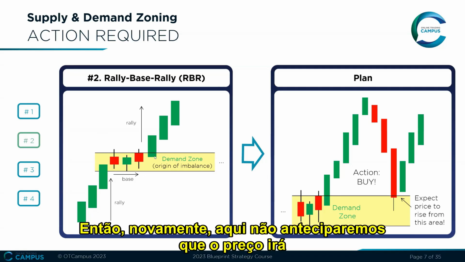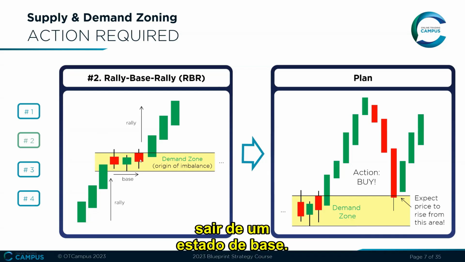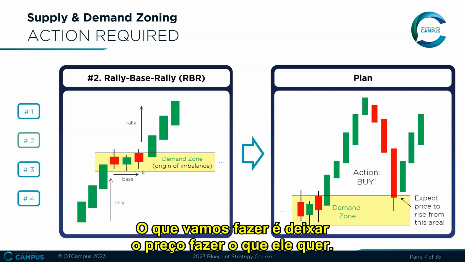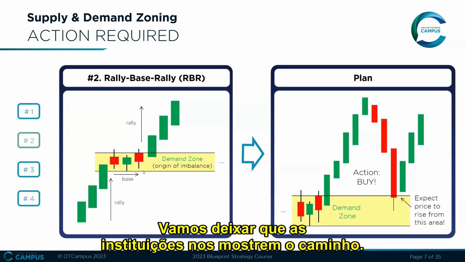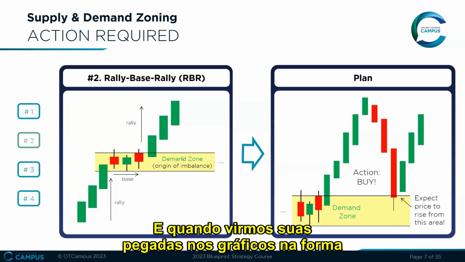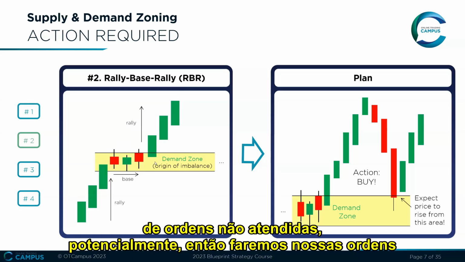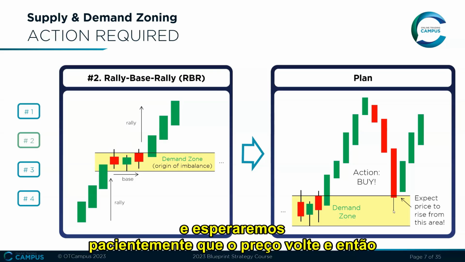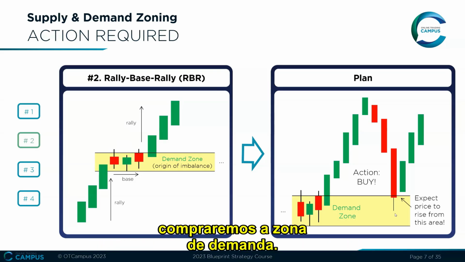And therefore, we would place our trade parameters around the demand zone, we buy to enter, and ride the wave to the upside. So again, here we will not anticipate that price is going to rally out of a basing state. What we're going to do is we're going to let price do its thing. We're going to let institutions show us the way. And once we see their footprints within the charts in form of unfilled orders, potentially, then we'll place our orders and we'll patiently wait for price to come back and then buy the demand zone.